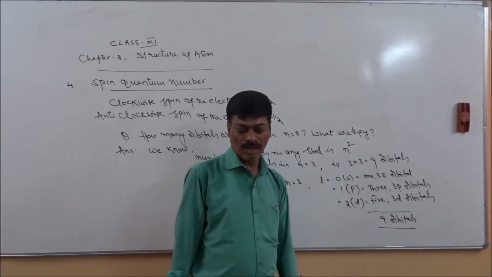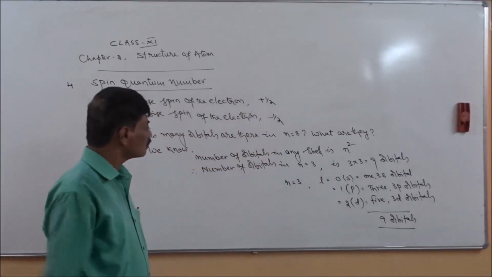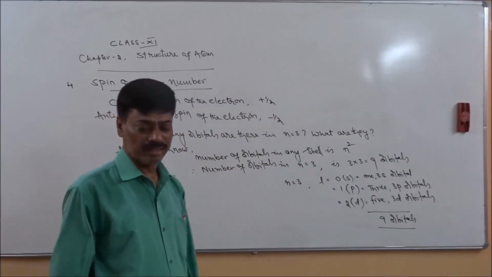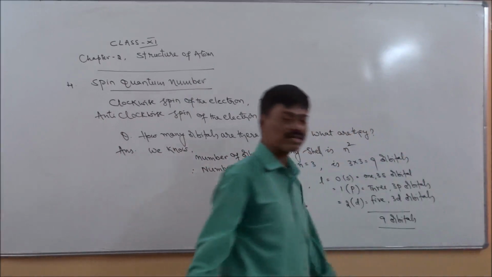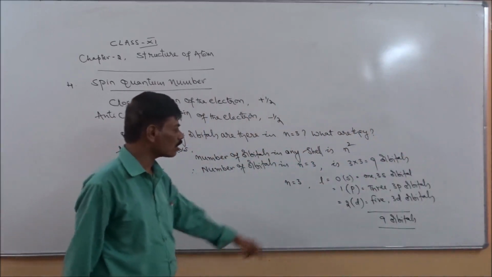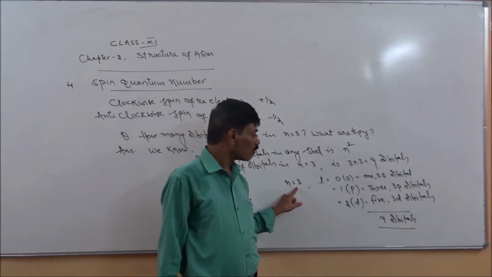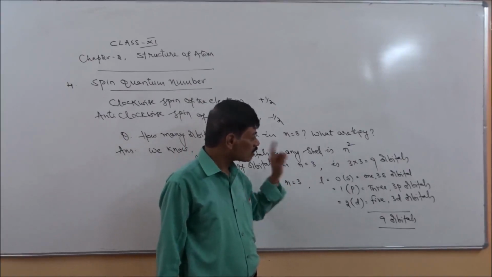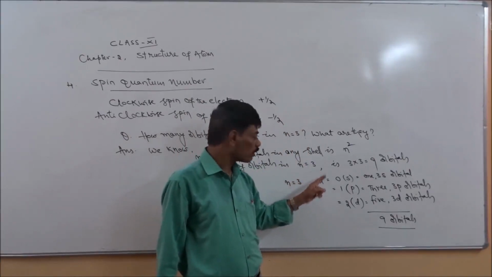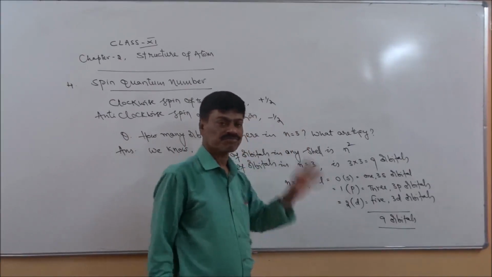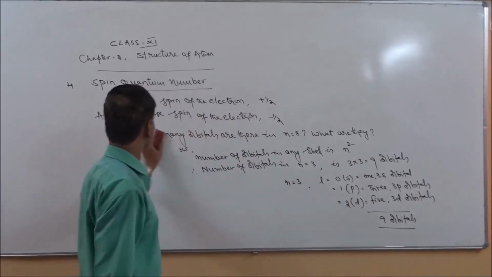This is one simple question based on the relationship between the principal quantum number and the magnetic quantum number. Here the principal quantum number speaks about the shells. The magnetic quantum number speaks about the orbitals. The azimuthal quantum number L speaks about the subshell. Fine. Now we will move to another question.